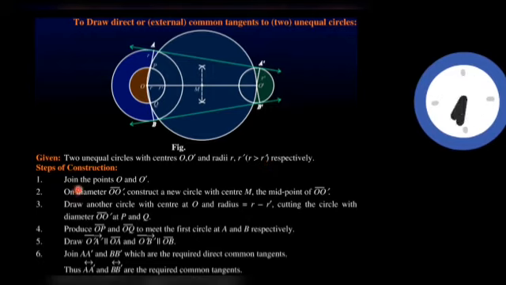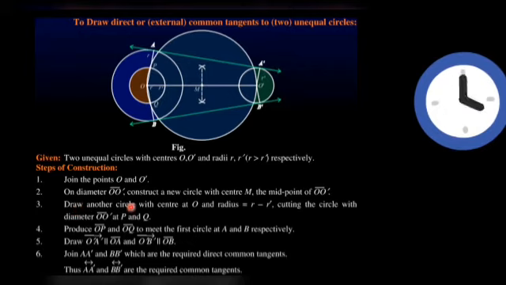First of all, join the points O and O prime. We join the centers of these two circles. On this line OO prime as diameter, construct a new circle with center M. Where is this M located? M is the midpoint of the line OO prime. So first of all, I take the midpoint of this line. So M is the midpoint.